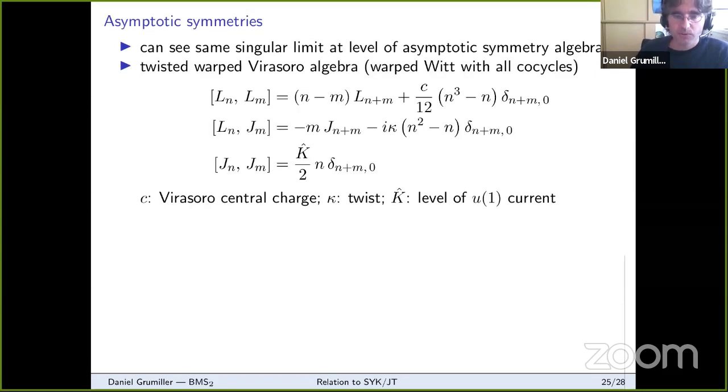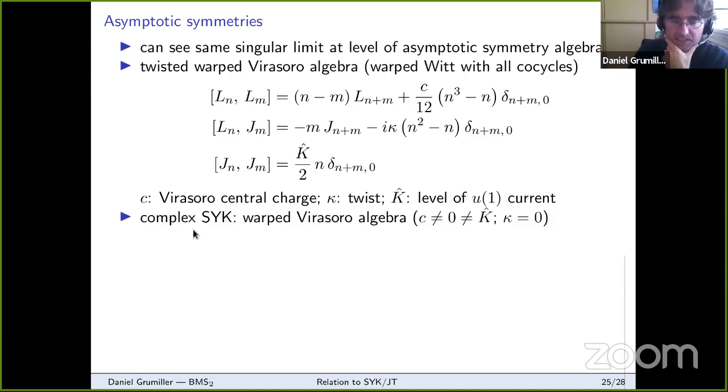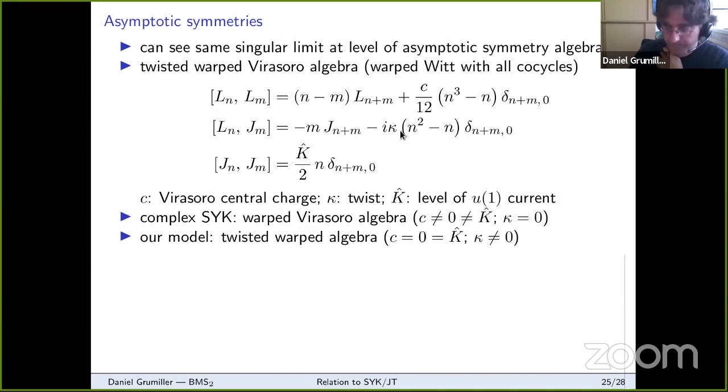Maybe let me just summarize what happens on this slide. You can derive the same statement at the level of symmetries. So if you start with the twisted warped Virasoro algebra, so the warped Witt algebra with all cocycles switched on, Virasoro central charge, twist, and level, then complex SYK corresponds to the choice where the twist is 0 and Virasoro and U1 level are non-zero. And our model is complementary. It has Virasoro charge equal to 0, U1 level equal to 0, but the twists are not 0.